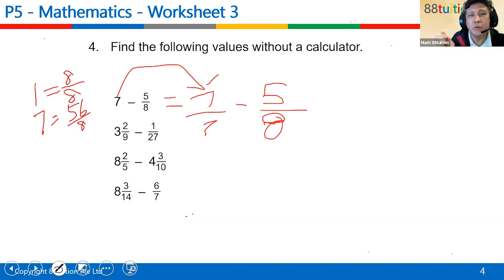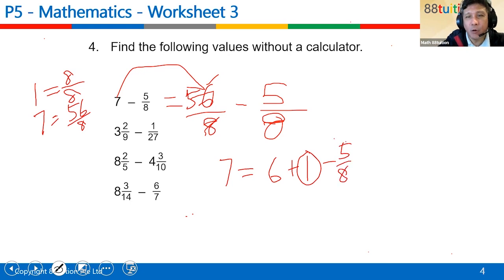Okay, so 56 out of 8, then you minus your 5/8. This is just one method, okay? So one method is to take 56 out of 8 and minus the 5/8. The other method is your 7 whole, split it into 6 whole and 1 whole. Then you take the 1 whole and minus 5/8.